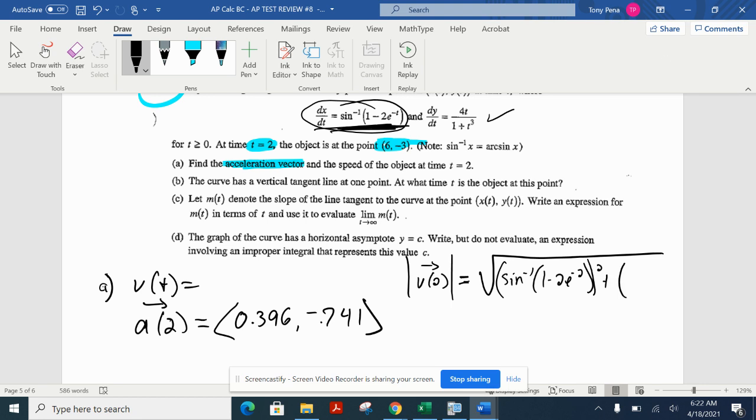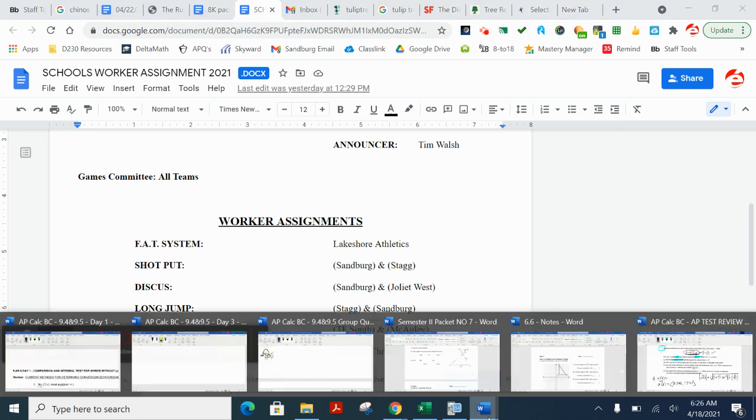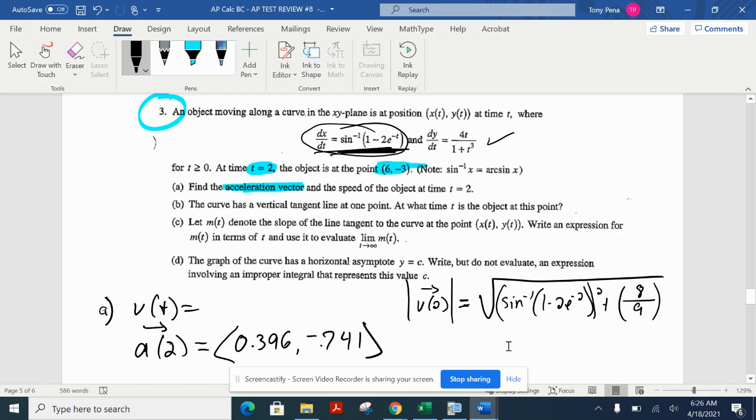If we let this be a 2, let me just write that as an 8 over 9. It'll be a little bit easier. All right, give me a minute. I'm going to pause you so I don't take 10 minutes. All right. So put that in there. That should give you 1.208.